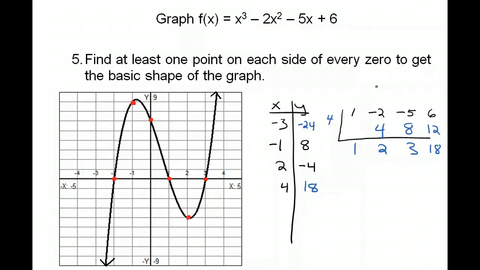Alright, as you can see, when I put my zeros on, and then I put my y-intercept, and I get a few other points, and then I also consider what happens as x gets really large, and as x gets really large in the negative sense, I get a nice smooth curve.